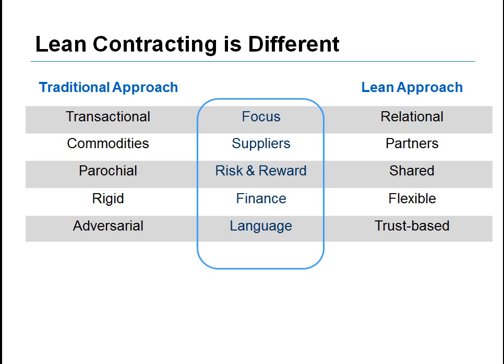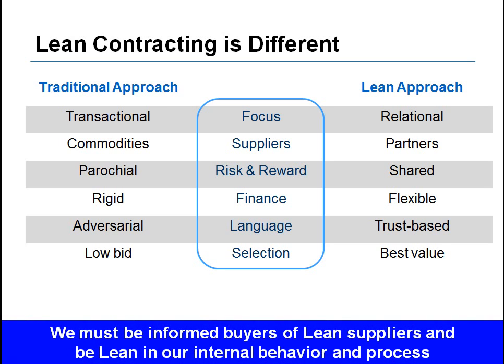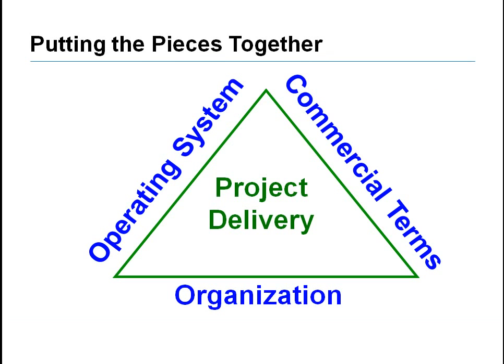All the above is made possible by selecting trusted partners on a best value basis instead of a low bid. The golden rule always applies to contracts. He who has the gold makes the rules. The role of the owner is to lead the openness through relational contracts so that project partners will respond in kind. Lean must be approached holistically.